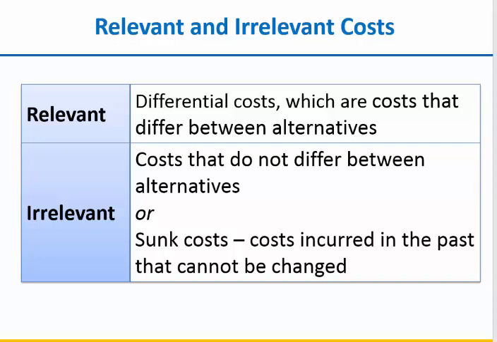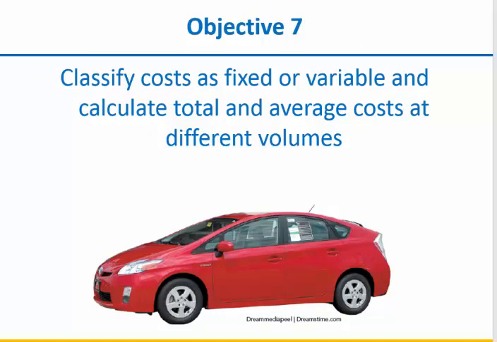So that's the idea of relevant and irrelevant cost. This is a very short learning objective. Now let's come to objective 7. This is actually a very important subject. We need to classify the cost as fixed or variable, and we'd also better know how to calculate the total and average cost at different volumes.